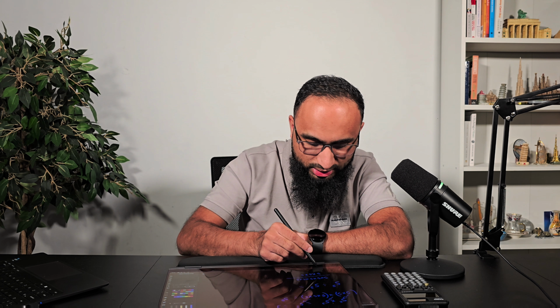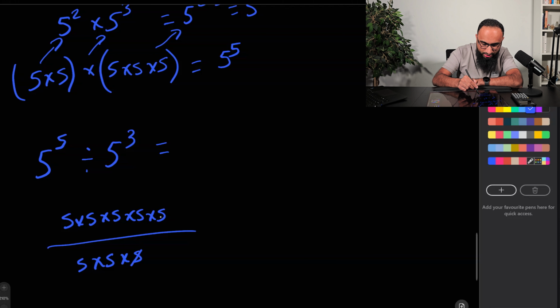Now, we know that we can just look at what's common. So how many 5s are at the bottom? For the denominator, we can see that there are 3. So we just get rid of 1 here, but then we must get rid of the same at the top. So we get rid of one 5 here, then we get rid of the other 5 here, and the last 5 here. So at the bottom we're left with nothing, but it's not nothing because it's 1.